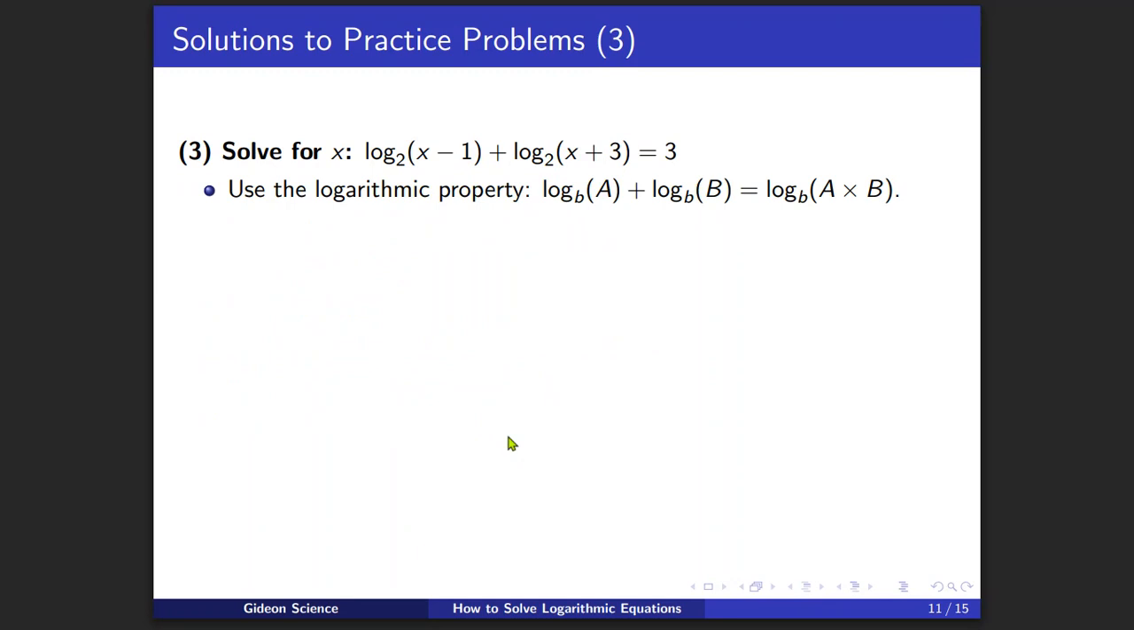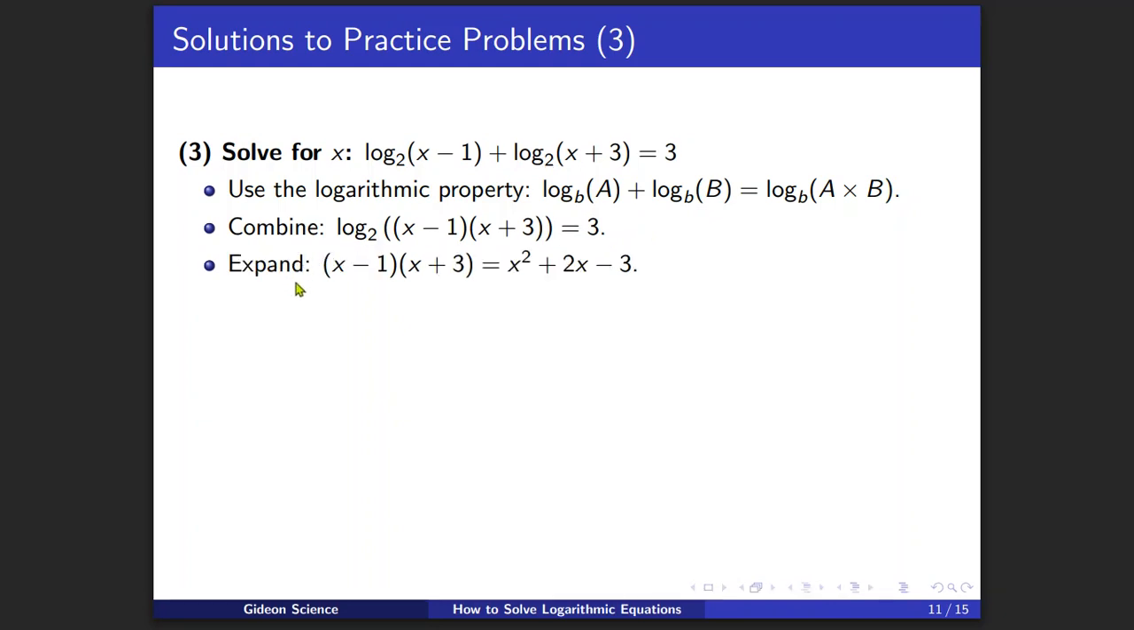So we were asked to also solve for x in the given equation. So what you do is to use the logarithmic property, which says log a base b plus log c base b equals log a times c base b. So we are using this logarithm property, and when we apply it, we arrive at this, we combine. So we are here.